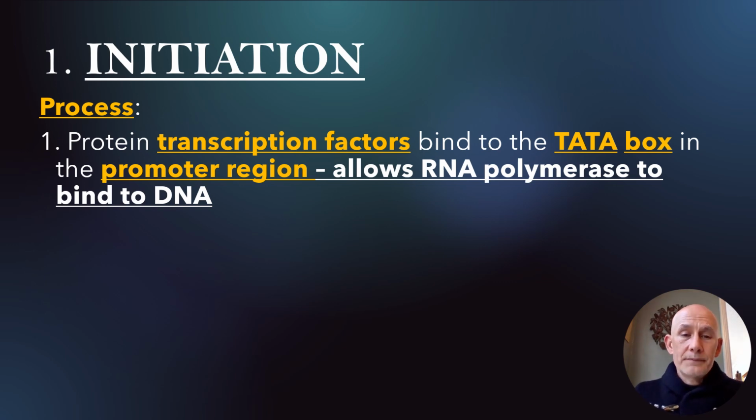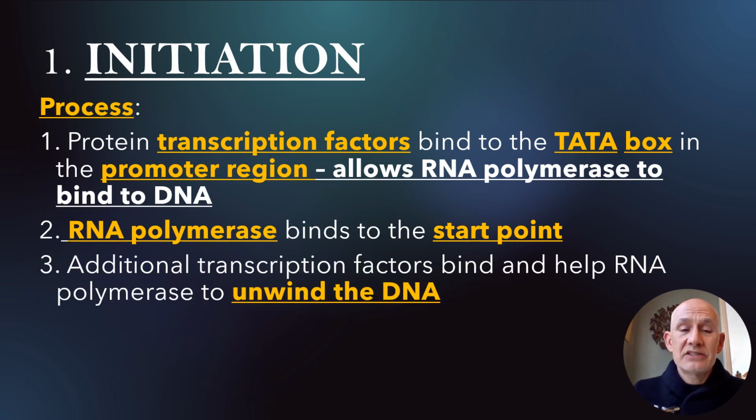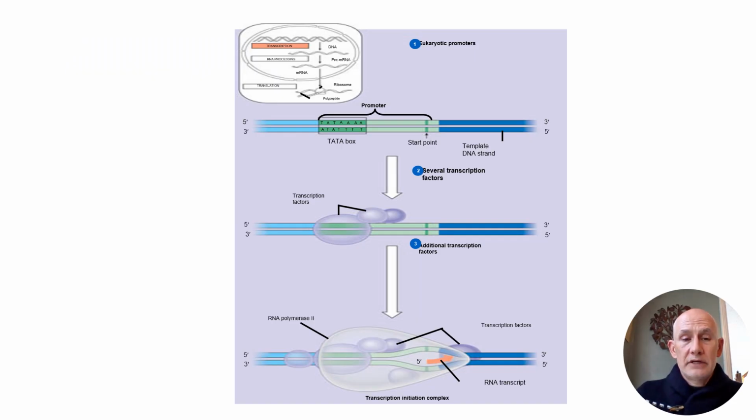All right. These transcription factors bind to the TATA box in the promoter region. The RNA polymerase is then going to bind at the start point, and then it does the job of helicase and polymerase. So it's going to unwind and unzip the DNA and then start copying the DNA. And it copies the DNA 3' to 5', building the RNA 5' to 3'.